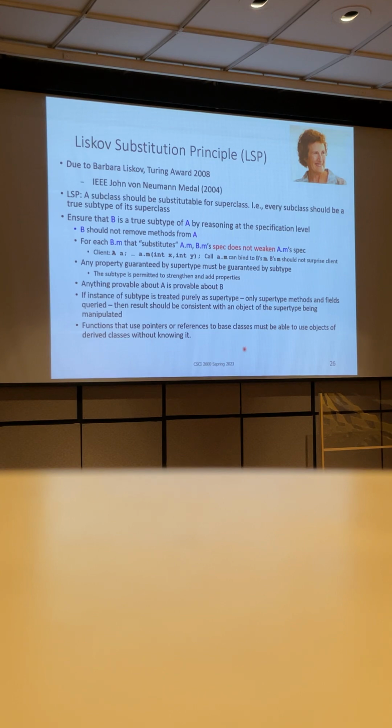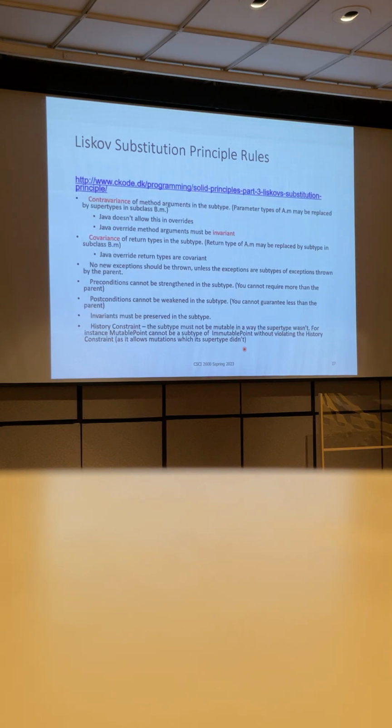Finally, functions that use pointers or references to base classes must be able to continue using objects of derived classes without knowing that this substitution happened. All right, those were the main rules. Here are a few additional considerations. So first, contravariance and covariance.